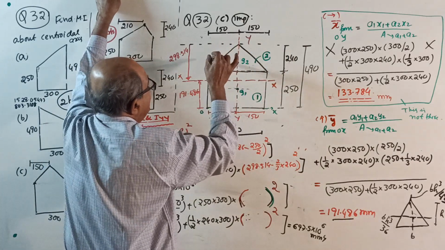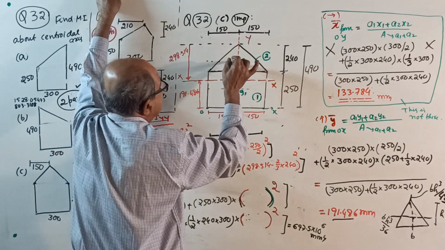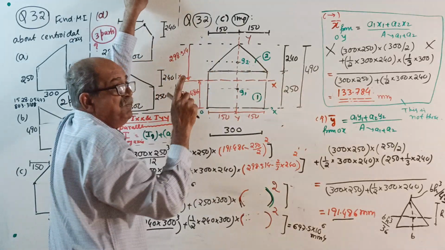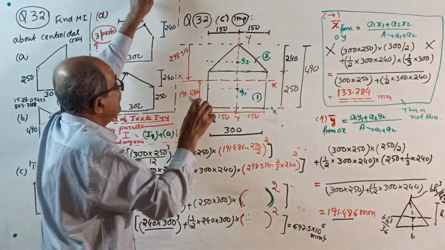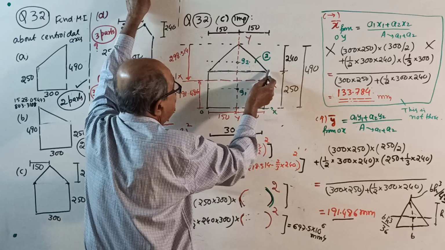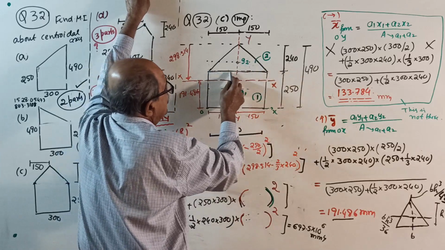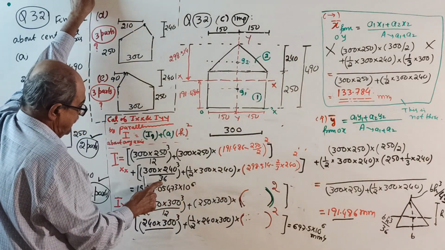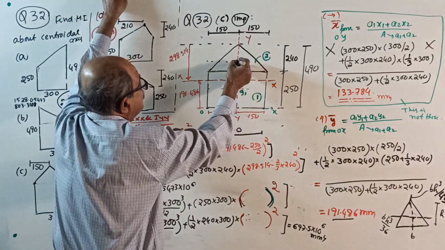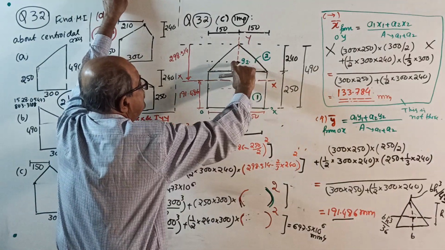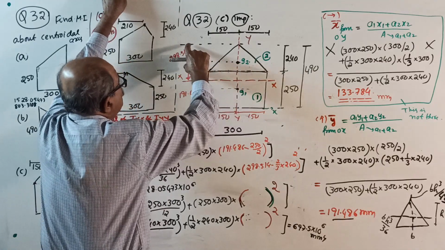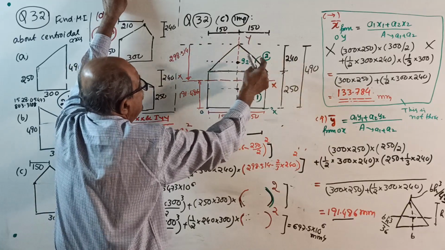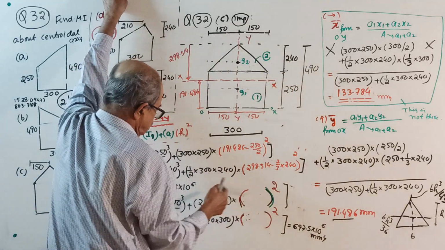Here, I about its own axis. See, remember this is parallel to base. Therefore, BH cube by 36, because this centroidal axis is parallel to base here. So, how much? 300 into 240 cube by 36 plus area into the distance from centroid to XX, this distance square, is 298.514 minus this distance, that is 2 by 3 of 240, whole square.